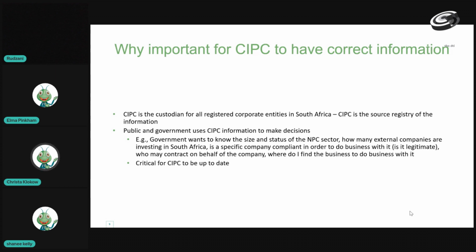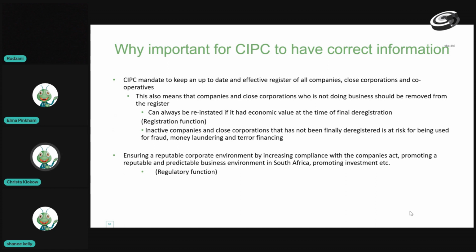For example, the banks, SARS, the Central Supplier Database. We get requests on a monthly basis for triangulation with our information in order to add more value into the economy relating to corporate entities. We as the CIPC are also, of course, mandated to keep an up-to-date and effective register of all companies and closed corporations and cooperatives.